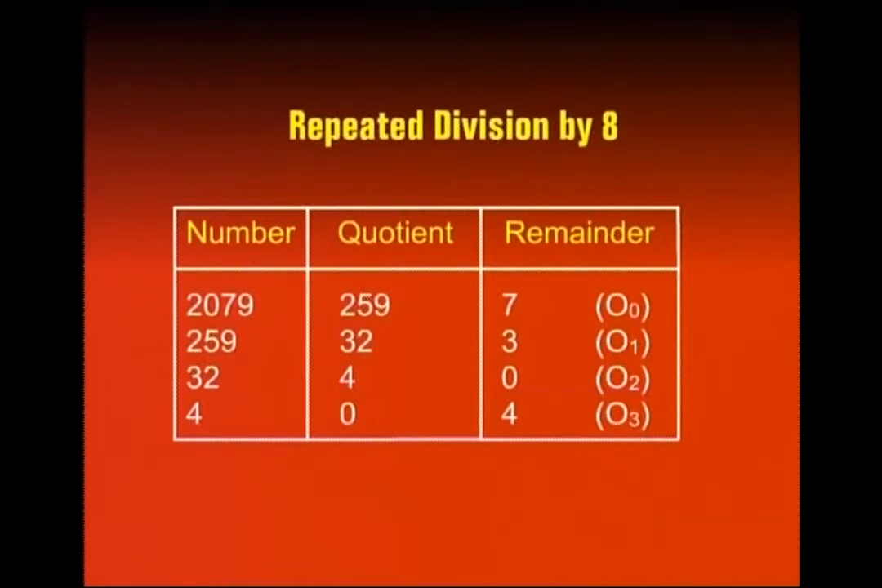32 divided by 8 results in a quotient value of 4 and a remainder 0. The remainder 0 is noted, and the quotient value 4 is again divided by 8. This results in a quotient value of 0, which indicates the completion of the repeated division by 8 method. The remainder 4 and the 3 remainders noted earlier represent the 4-digit octal number 4037.